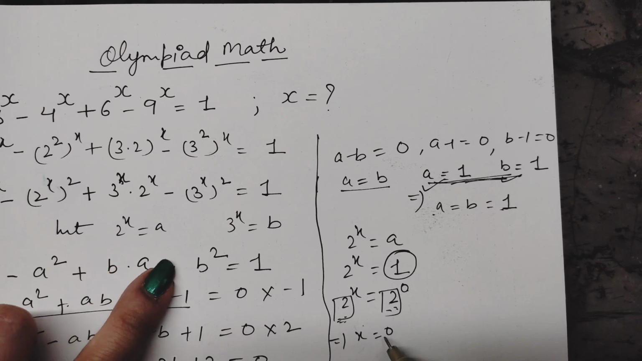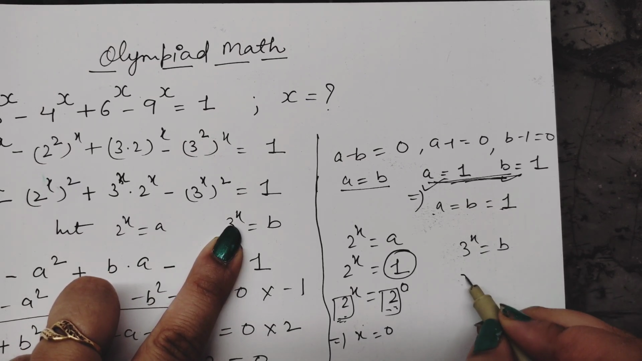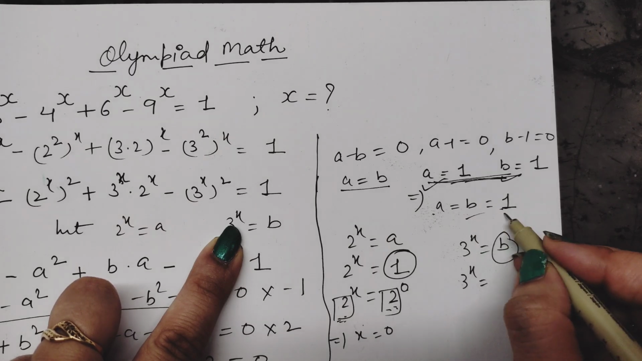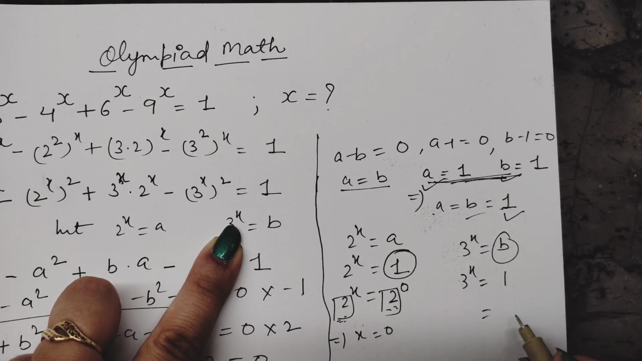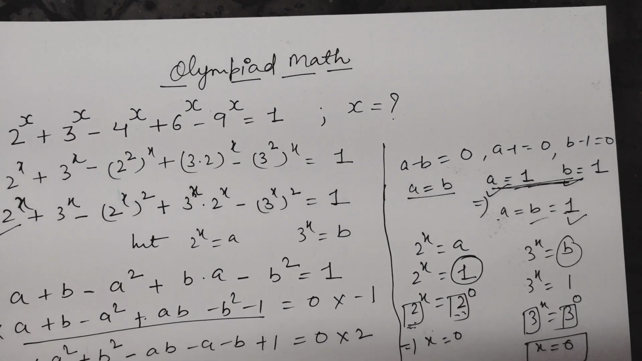You can find this x value from here also. 3 power x equals b, and b value is also 1. So we can write this 1 as 3 raised to the power 0. And the bases are the same on both sides, so the powers should be equated. So x equals 0. So we find the x value easily.